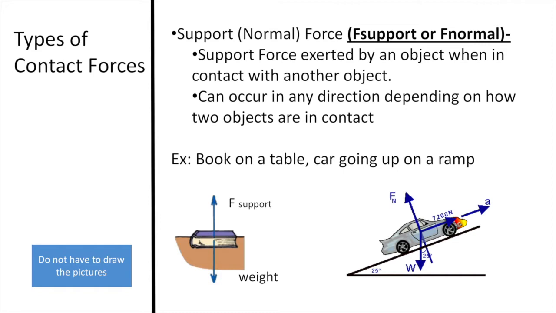Many people have a misconception that support forces are always in the opposite direction of gravity, so the support force is always going up. In this case, with the book on the table, the support force is going up, in opposition to the weight the book is experiencing. But if an object is on a ramp, for example, the support force is going to be at a perpendicular angle to the surface that the object is resting on.